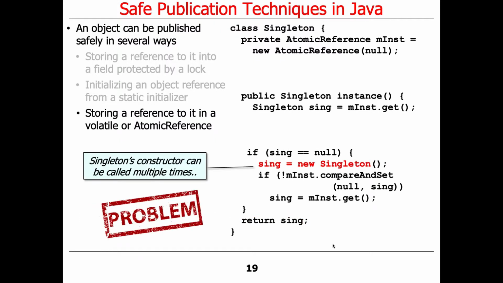The problem with this code is if the stars don't align properly, you could actually have multiple singletons created. That's because multiple threads might come through at the same time, discover that nothing had been initialized yet, and then multiple threads would create the new singleton. Now, only one of them will end up succeeding in this compare and swap or compare and set call. But you have to make sure that the constructor of singleton can be called multiple times without having harmful side effects. So that's the main issue there. So this is also not a perfect solution.